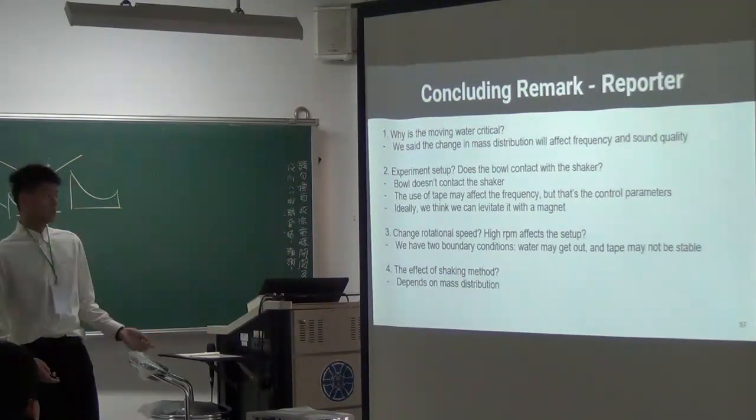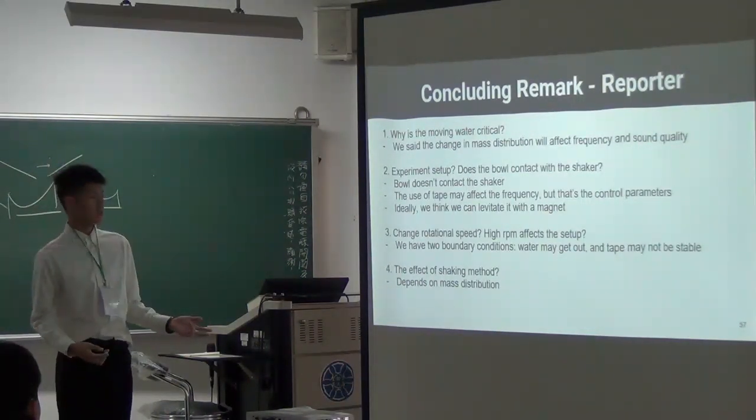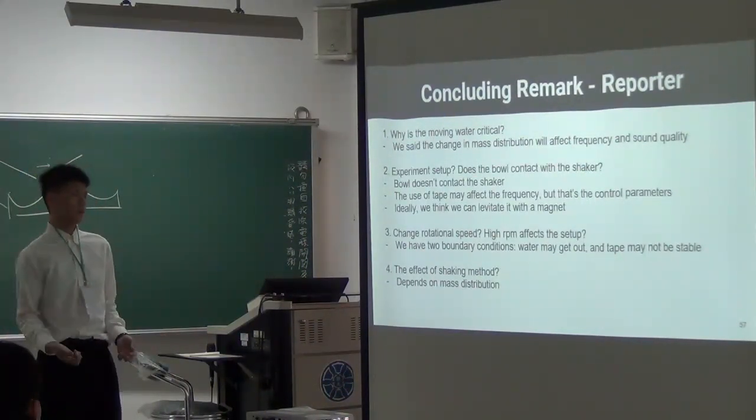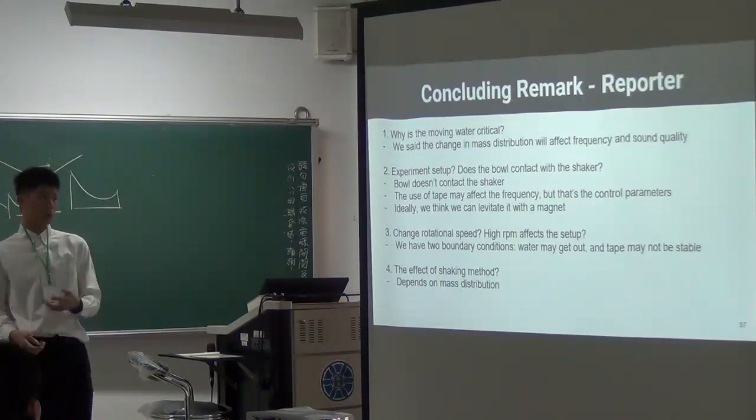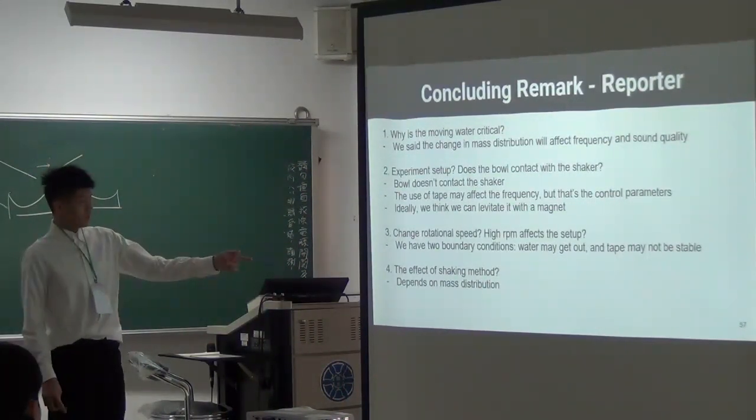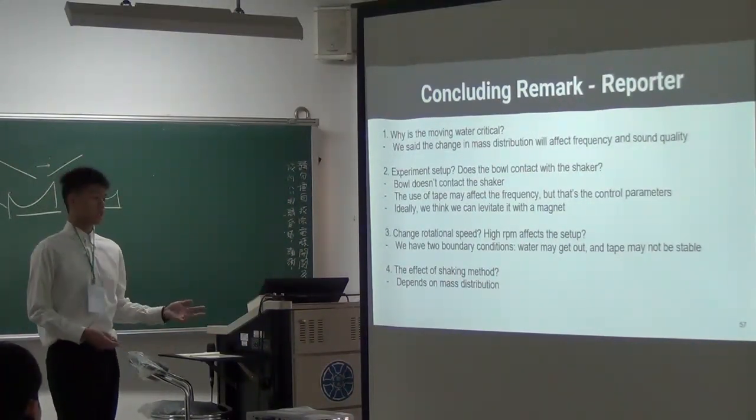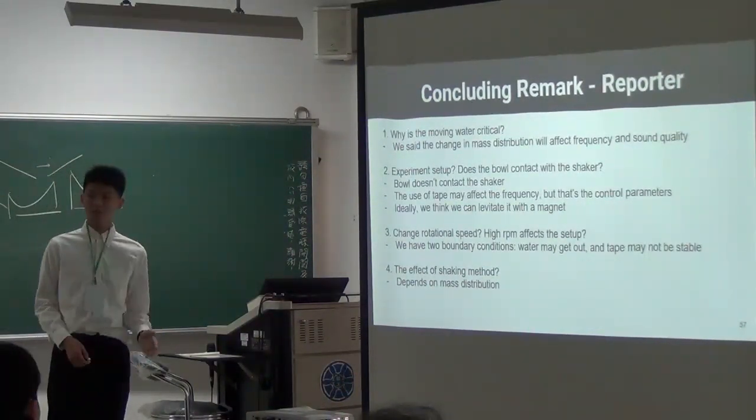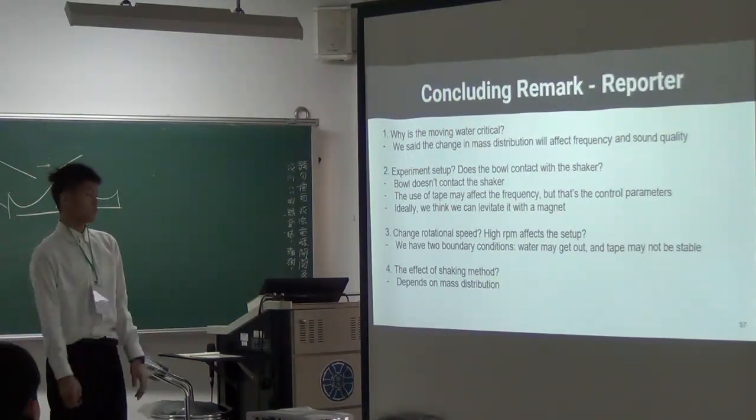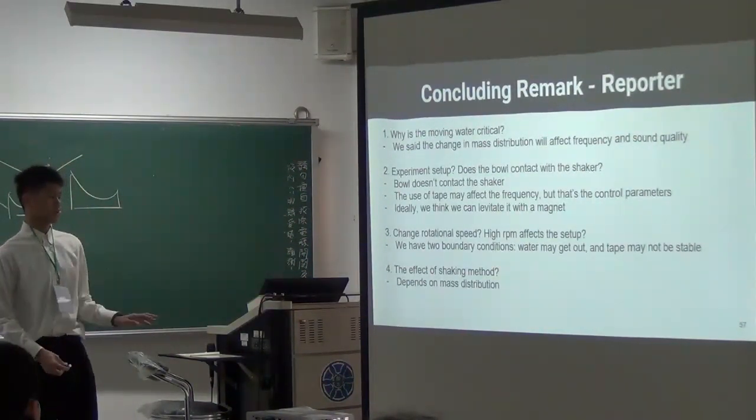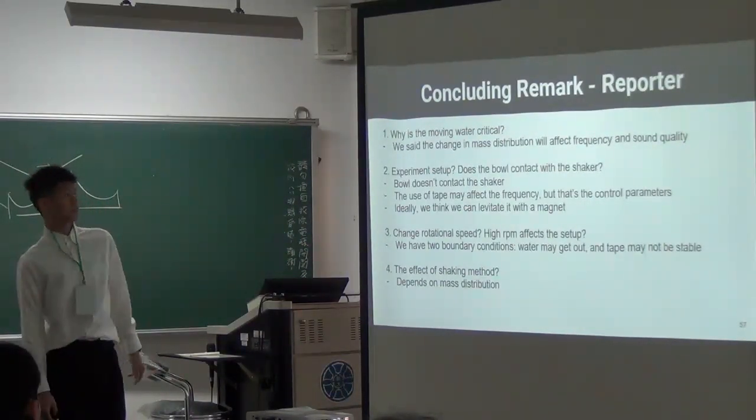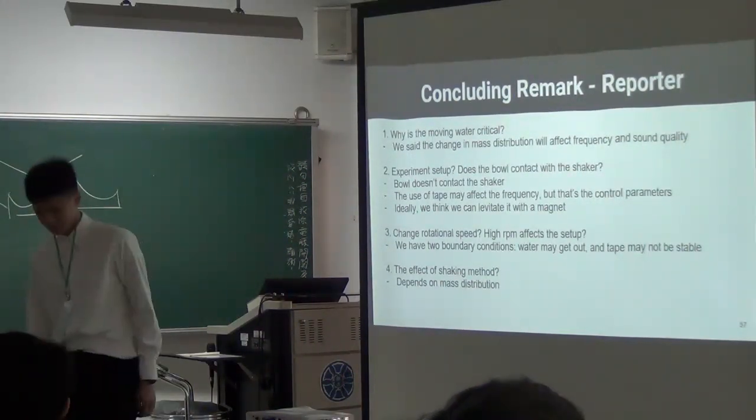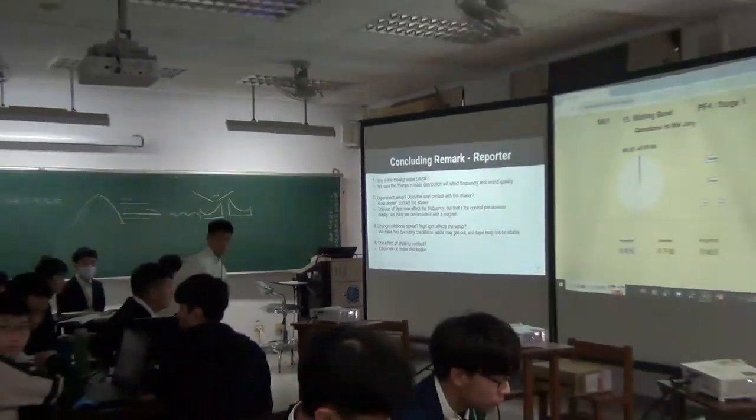The opponent also asked how changing the rotational speed affects the setup. So we have two boundary conditions. First, the water might get out of the bowl, and also the tape is not stable enough to hold the bowl. Okay, the next question that we discussed is the effect of the shaking method. The opponent gave a very valuable suggestion about also conducting the experiment with one-dimensional shaking. And again, I say that they all depend on the mass distribution. Okay, next. Thanks for a worthy discussion. Thank you.